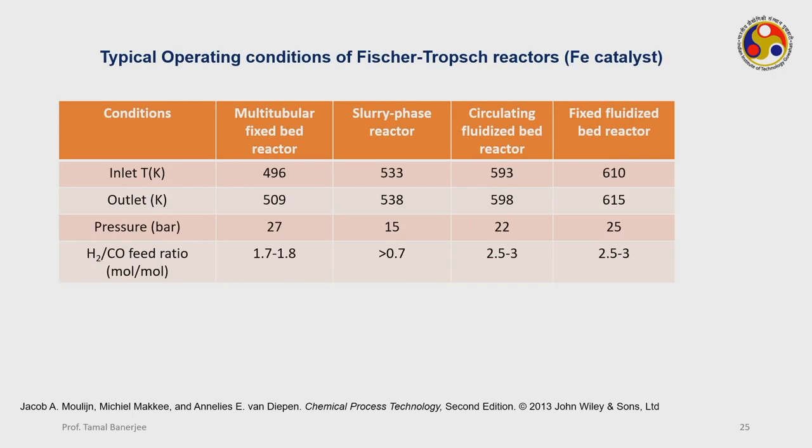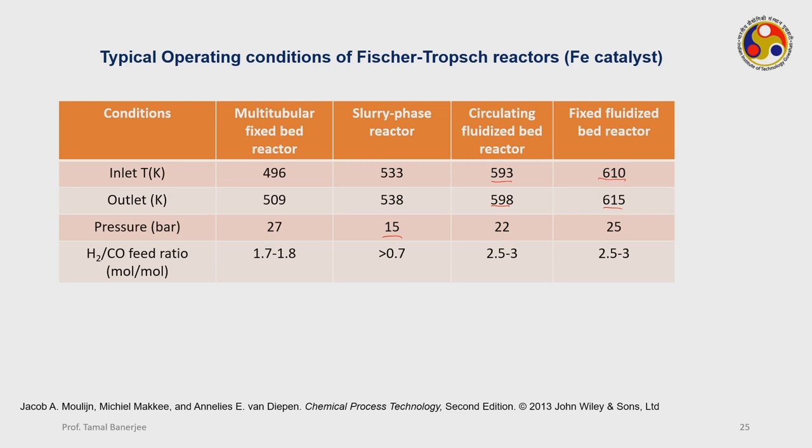Now let us see the operating conditions. The inlet temperature is the lowest in the multitubular reactor. It is highest in the circulating fluidized bed and the fixed fluidized bed. Outlet is also highest in these. Pressure required is intermediate in the case of slurry based reactor as compared to circulating and fixed bed.